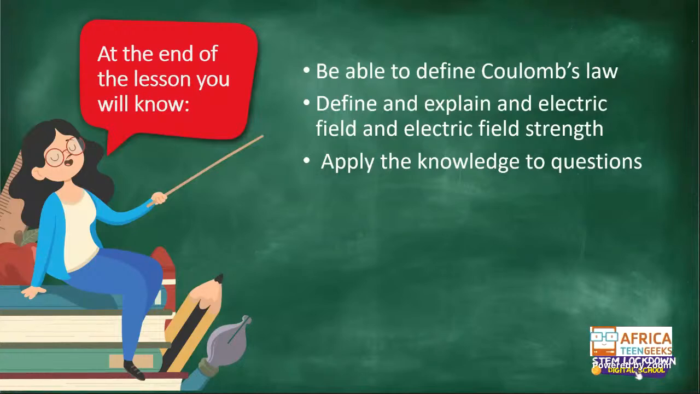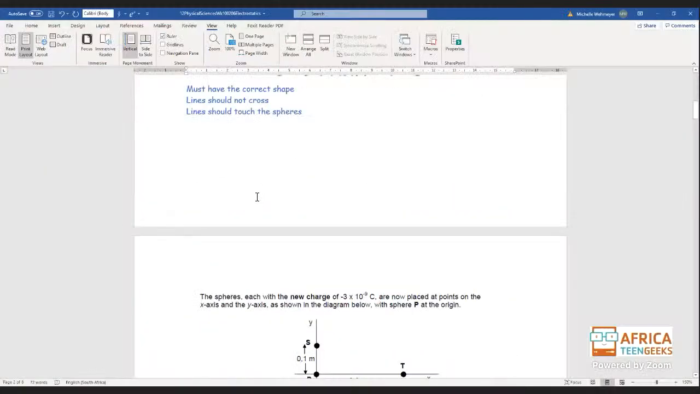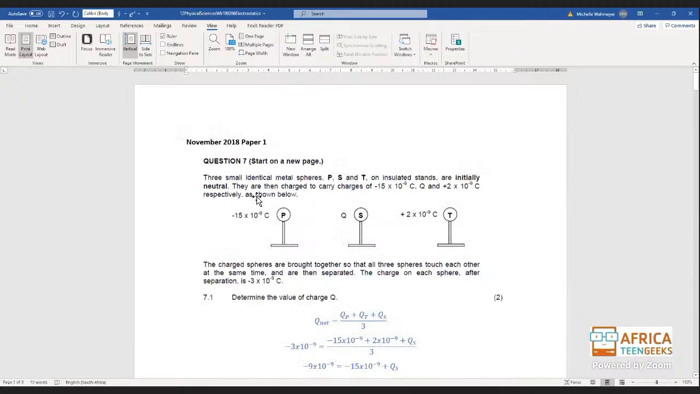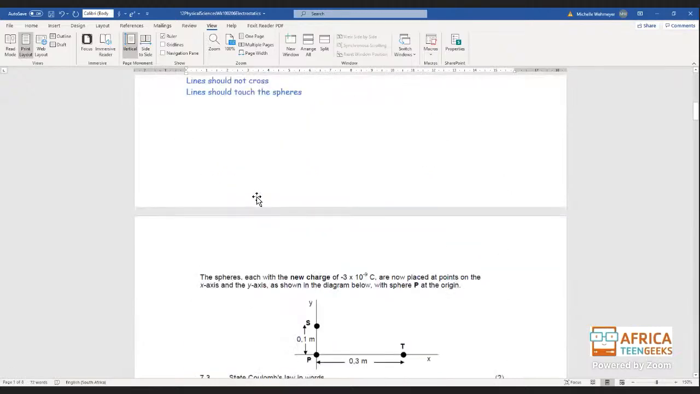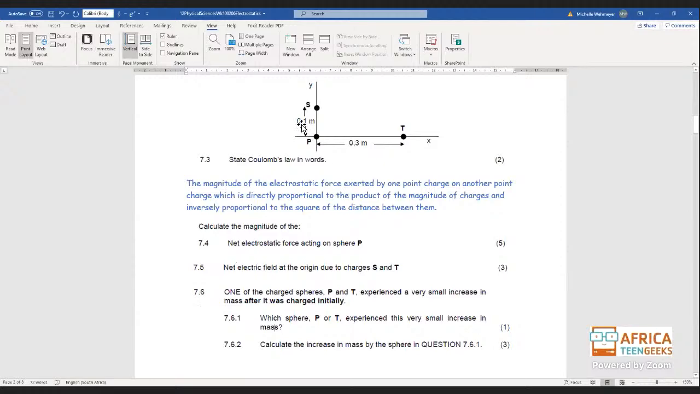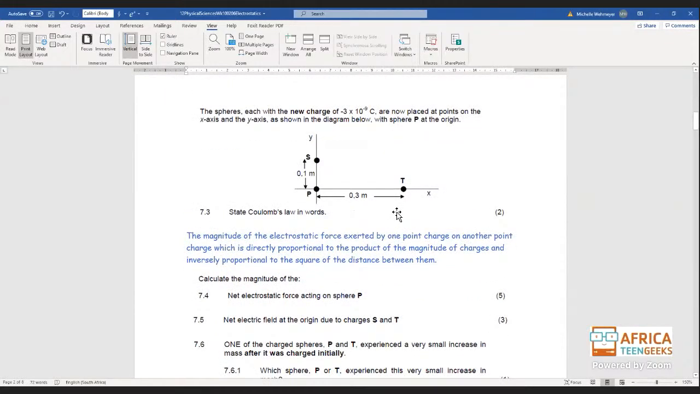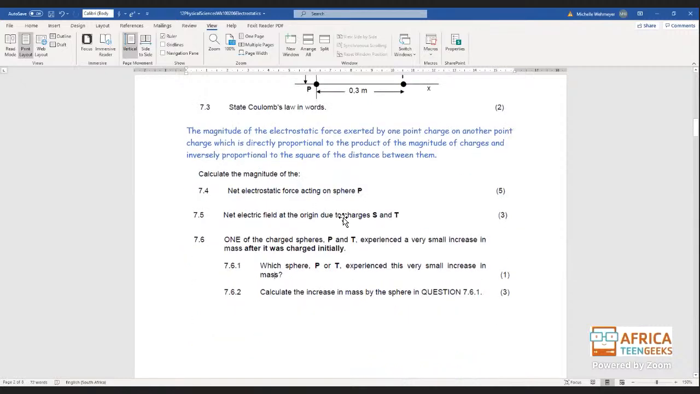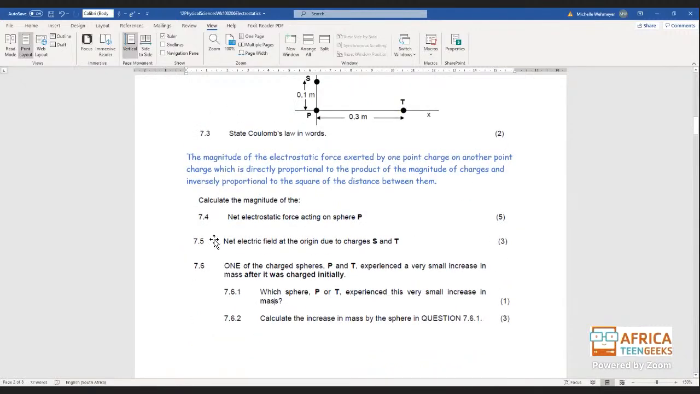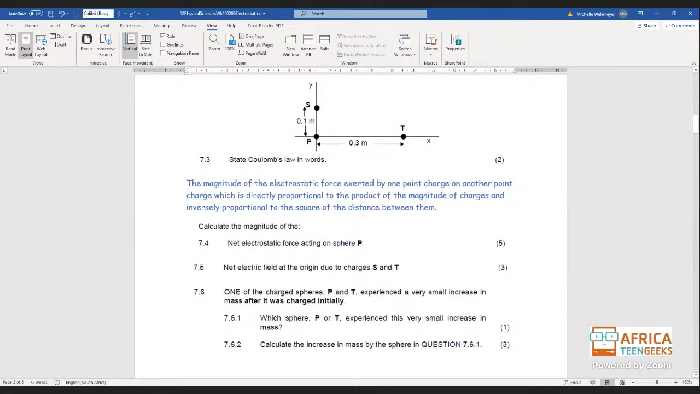So yesterday we ended off, we had started the 2018 paper 1 question 7. And we got up to this question where they gave us this drawing and they told us that all three of these had the same charge of -3 × 10 to the -9 coulombs. They gave us the different directions. And then they asked us in question 7.4 to work out the net electrostatic force acting on P.